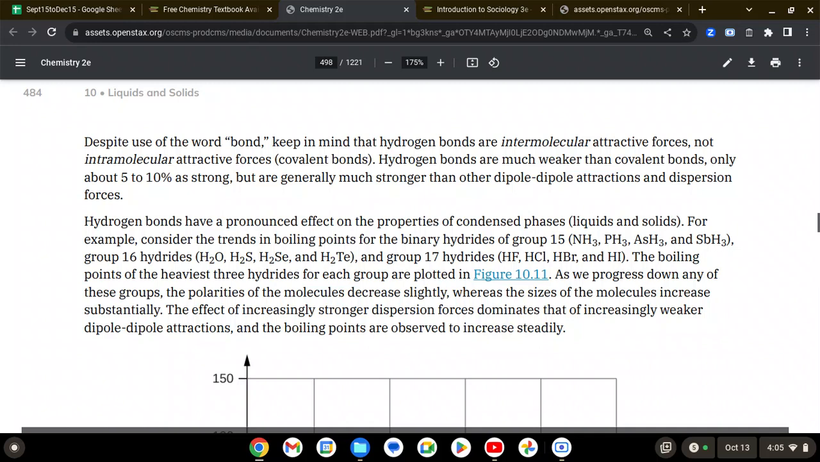Hydrogen bonds have a pronounced effect on the properties of condensed phases. For example, consider the trends in boiling points for the binary hydrides of group 15, so NH3, PH3, AsH3, and SbH3; group 16 hydrides, H2O, H2S, H2Se, and H2Te; and group 17 hydrides, HF, HCl, HBr, and HI. The boiling points of the heaviest three hydrides for each group are plotted in figure 10.11. As we progress down any of these groups, the polarities of the molecules decrease slightly, whereas the sizes of the molecules increase substantially. The effect of increasingly stronger dispersion forces dominates that of increasingly weaker dipole-dipole attractions, and the boiling points are observed to increase steadily.